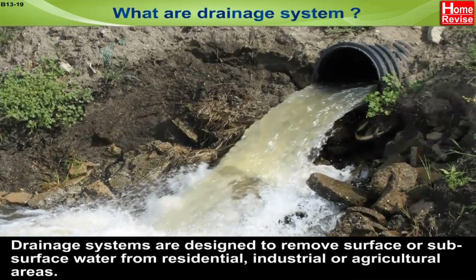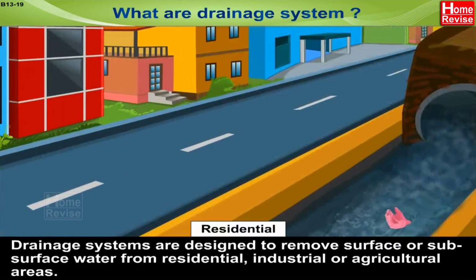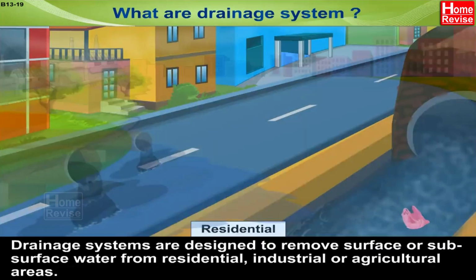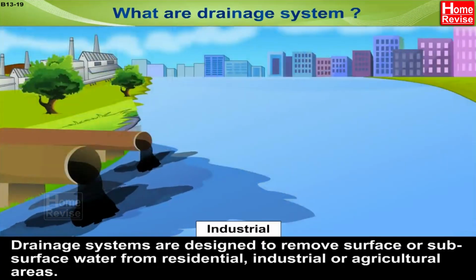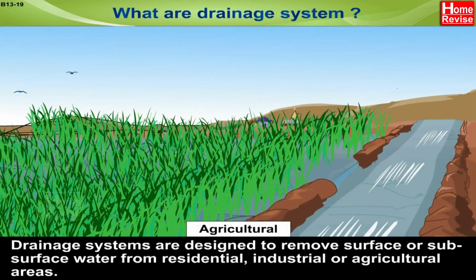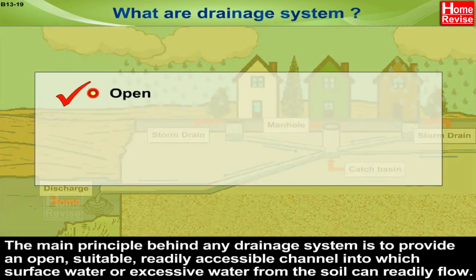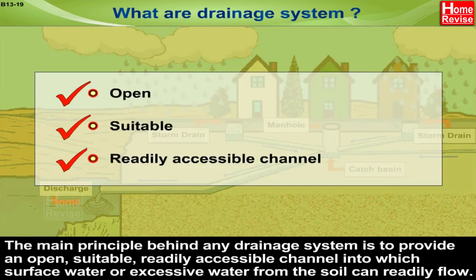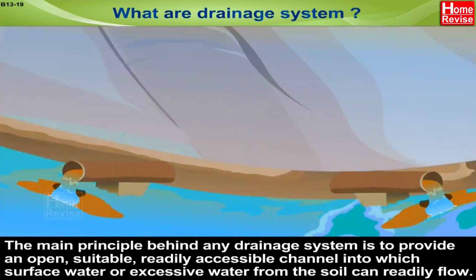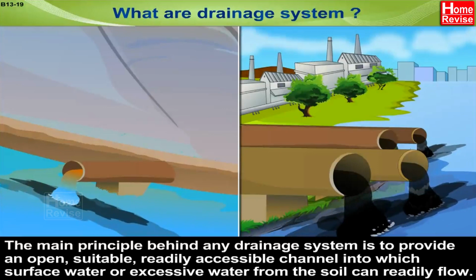Drainage systems are designed to remove surface or subsurface water from residential, industrial, or agricultural areas. The main principle behind any drainage system is to provide an open, suitable, readily accessible channel into which surface water or excessive water from the soil can readily flow.